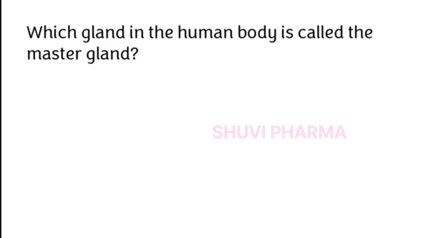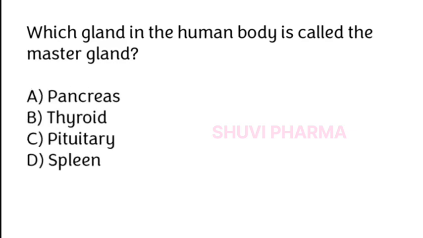Which gland in the human body is called the master gland? Pancreas, thyroid, pituitary, spleen. The correct answer is option C. Pituitary gland in the human body is called the master gland.